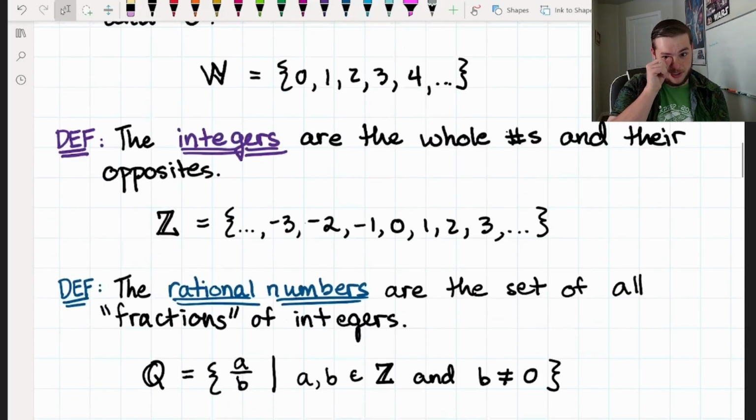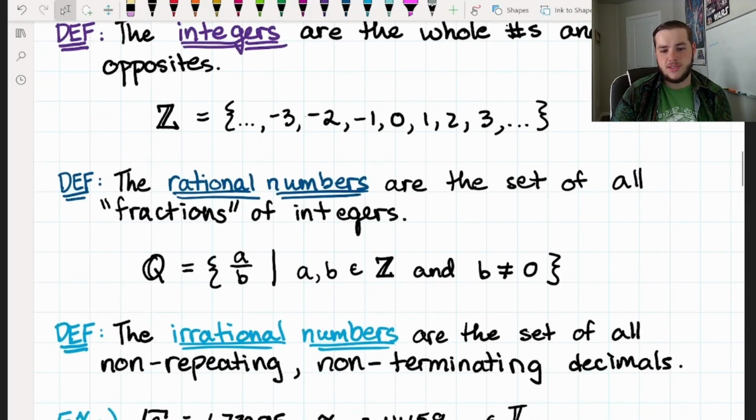Rational numbers are just a little bit trickier. So you may have heard of these as the set of all terminating or repeating decimal numbers. And that is an accurate description. But the description that I prefer to go with is the one given here. Rational numbers are all the fractions, where I have an integer over another integer.